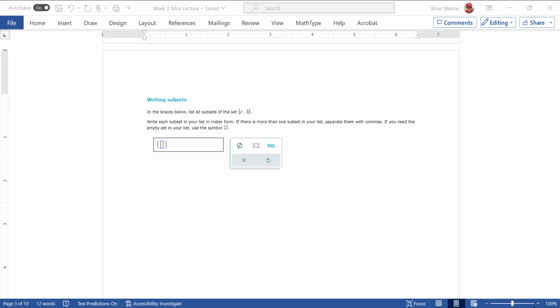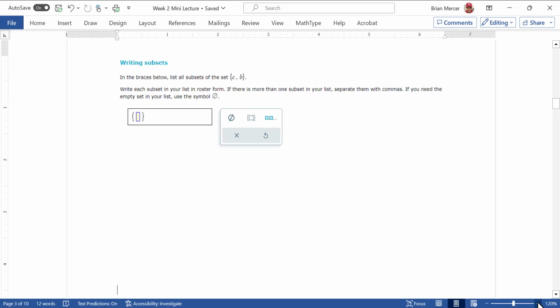In this question, we are writing subsets of sets. So to write all subsets, we have to make sure we understand we're writing an actual set notation, so not an element. If we were asked to write elements, we would just talk about writing C and B, the individual elements of the set. But we're talking about subsets, so those would be elements.